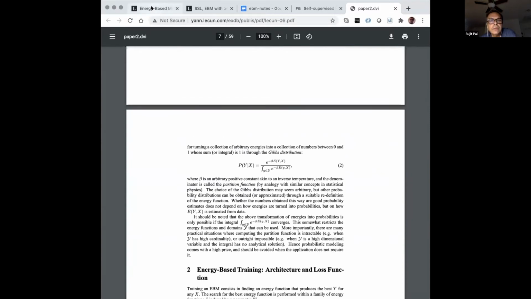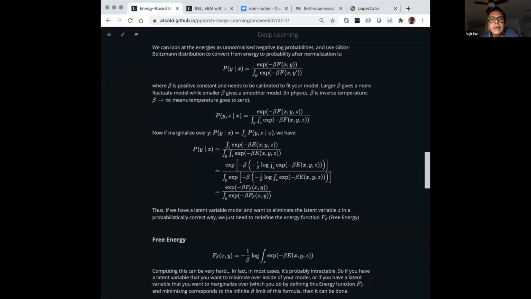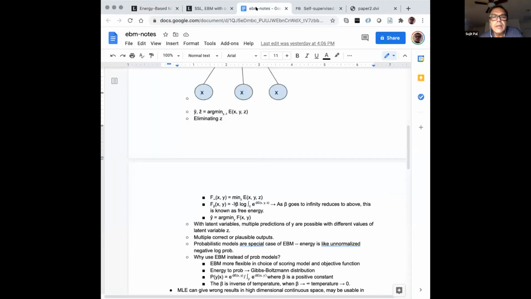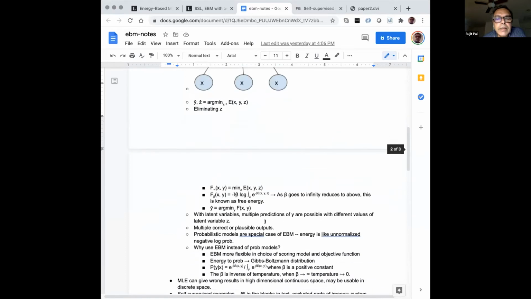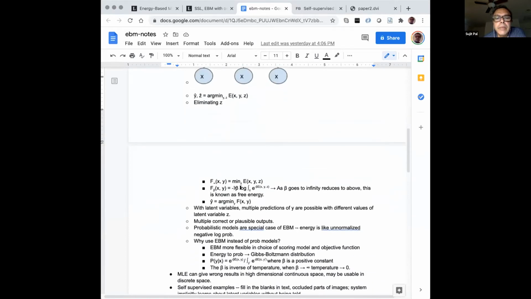What I'm trying to look for is in the lectures, where he takes f infinity. Then he says, okay, this is f infinity, and if I change it to beta, then it becomes this. That's what I was looking for. I cannot find it. Oh, here, sorry. So eliminating z, you get the f infinity of xy is the min of the energy function of x, y, and z for the minimum z, that is the f infinity. And f beta, as beta goes to infinity, reduces to above.